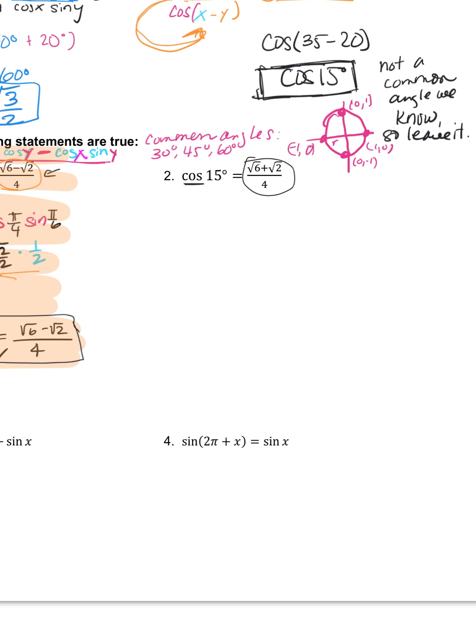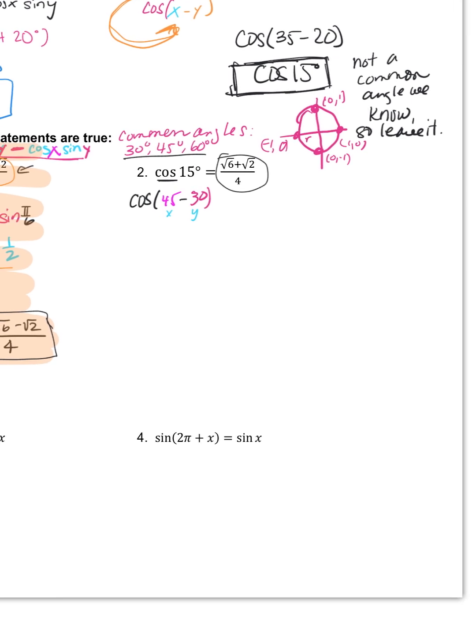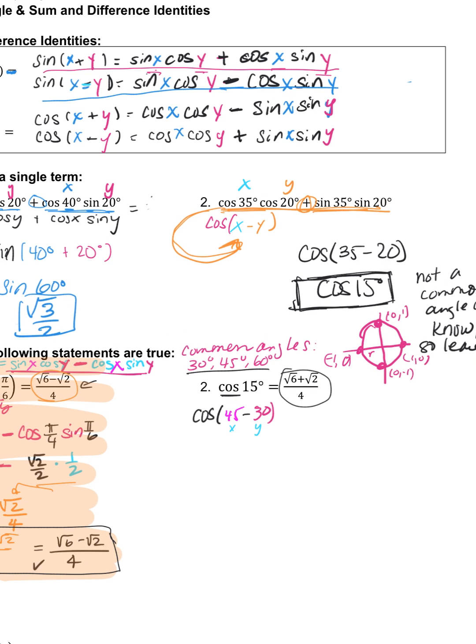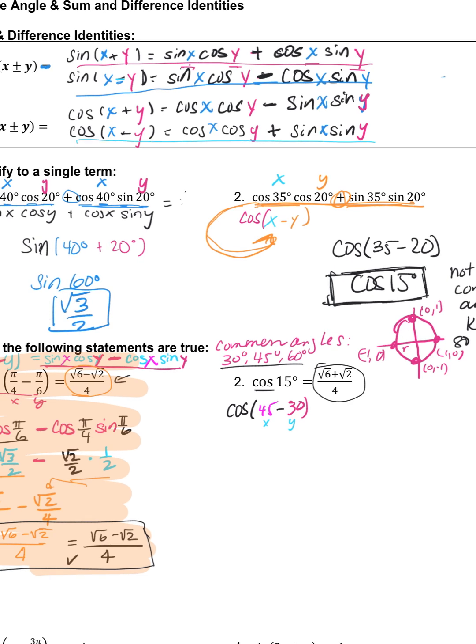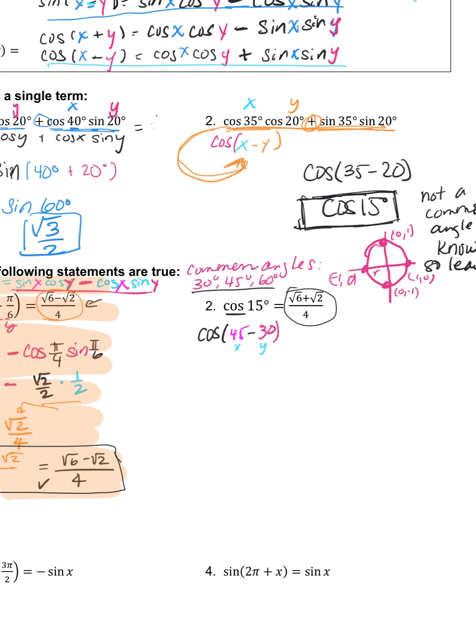We don't know cosine of 15 degrees, but using the ones we do know, I'm going to say that cosine of 15 degrees is the same as cosine of 45 minus 30. And that does give me 15. So now I have an x and a y. I'm using cosine 45 minus 30, so I'm going to use this one right here. Remember it's cosine, cosine, sine, sine. So we are going to fill that in.